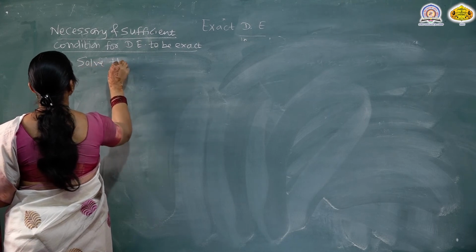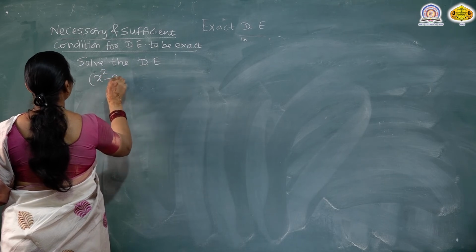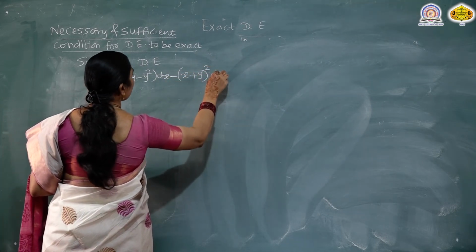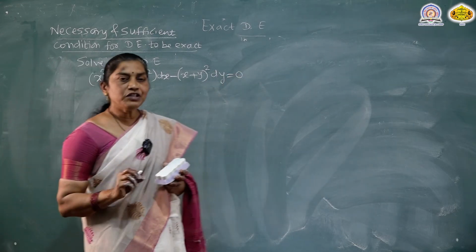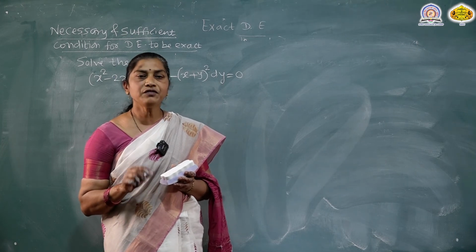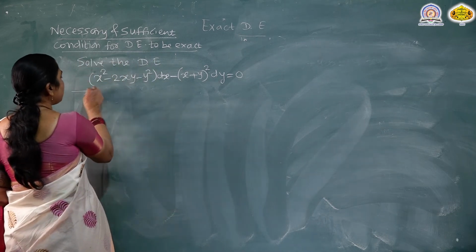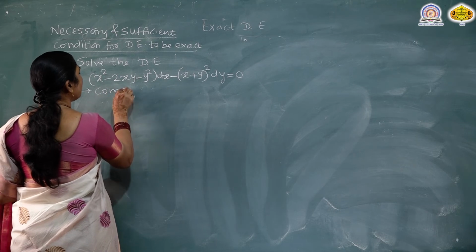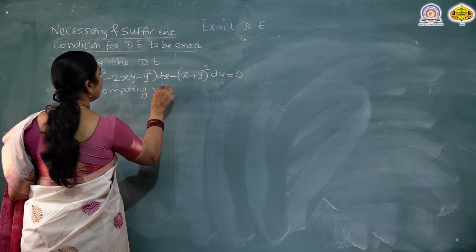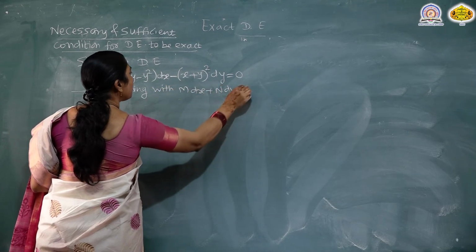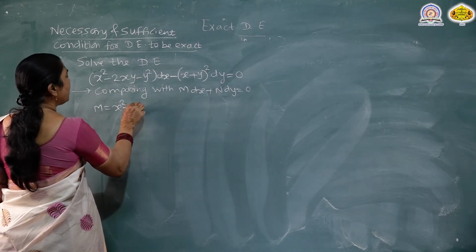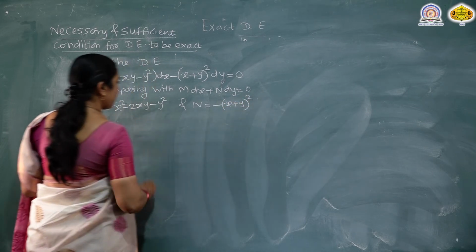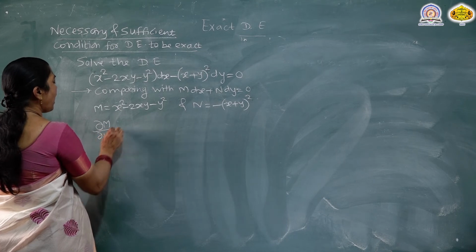Solve the differential equation (x² − 2xy − y²) dx − (x + y)² dy equal to 0. We will check whether the equation is exact, and if it is exact, we will find the solution from the rule. To check this, we will always compare the given equation with M dx plus N dy equal to 0. So M is nothing but x² − 2xy − y², and N is nothing but −(x + y)². Find ∂M/∂y and ∂N/∂x.